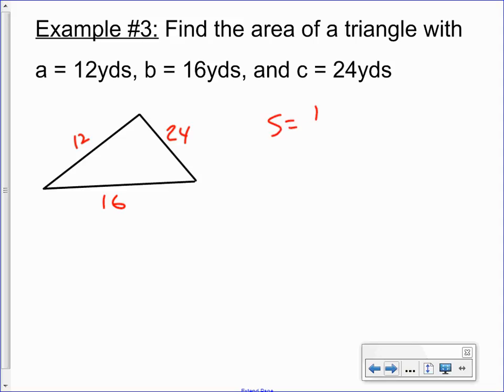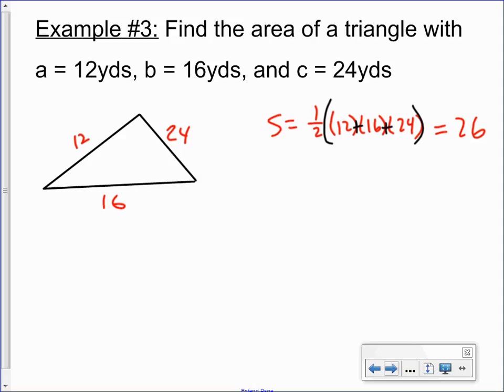Did you find S? What is it? It is 26, right? You're adding all of those together, then dividing by 2. Sorry, it is 26.